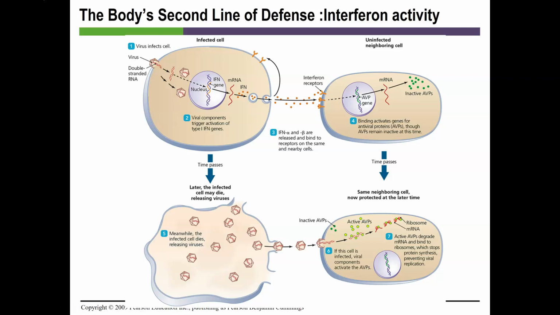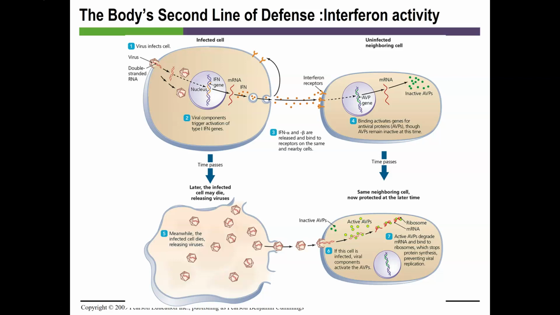They're not active at the moment. However, if that cell that was infected releases virions and the viruses now infect that prepared cell, the inactive antiviral peptides, the AVPs, become activated. Once activated, they're going to play a role in degrading messenger RNA and will bind to ribosomes with the purpose of stopping or halting protein synthesis.